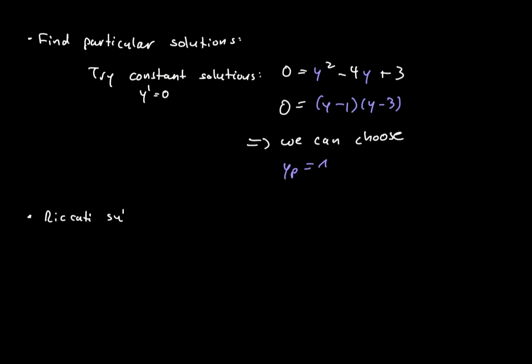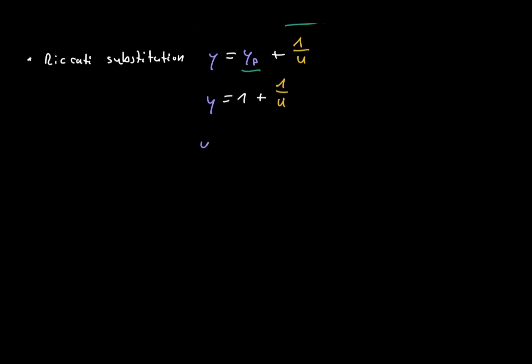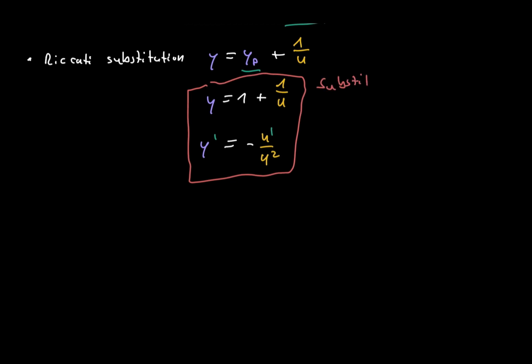Now we use the Riccati substitution. y equals 1 plus 1 over u. Differentiate. y prime equals minus u prime over u squared. Now substitute into the equation.